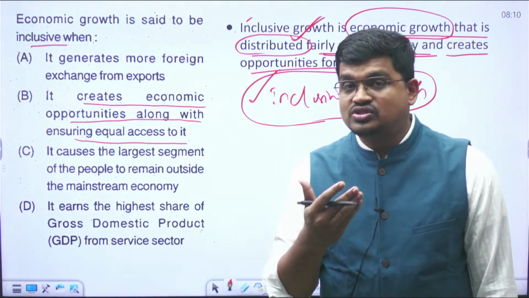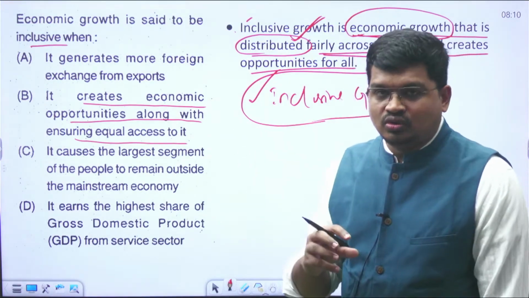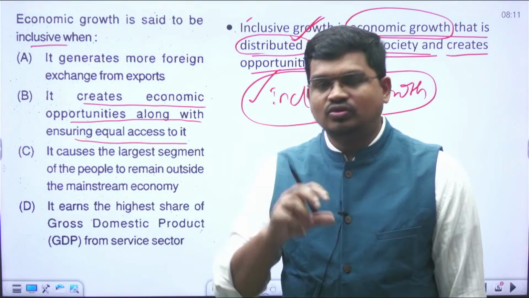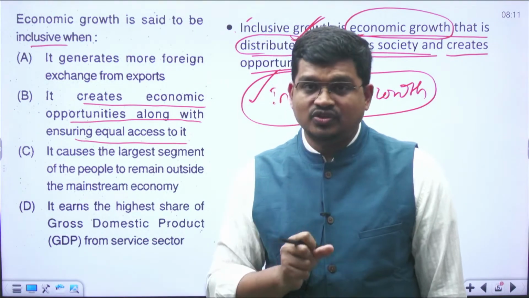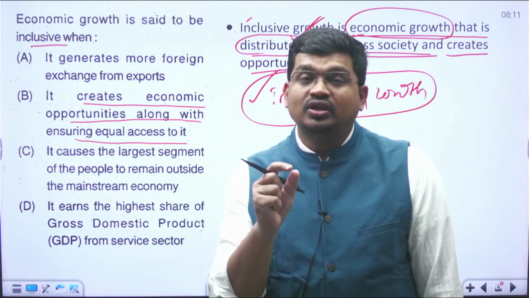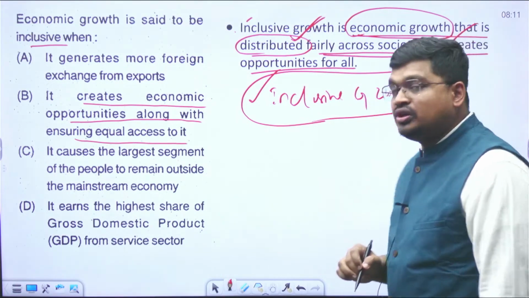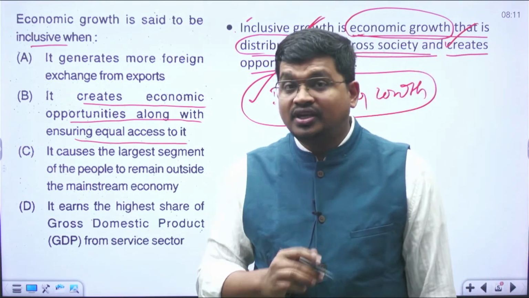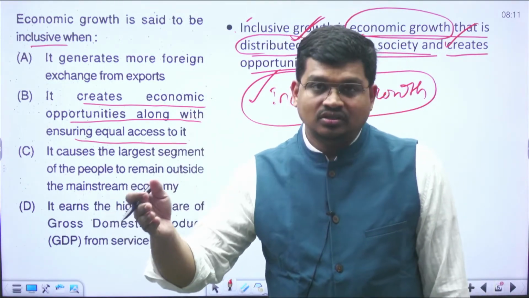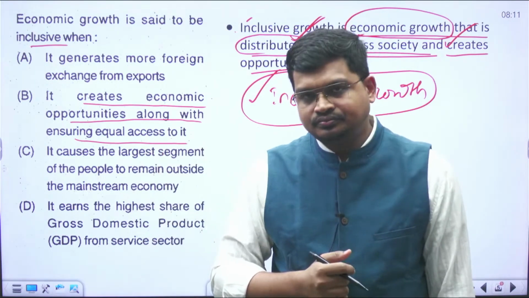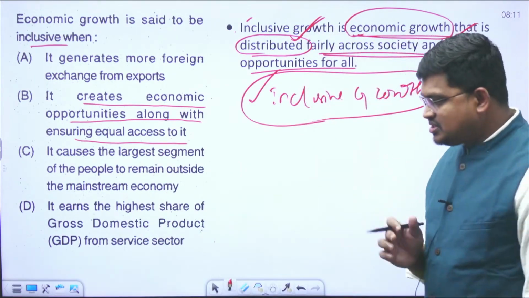And what does inclusive growth say? Inclusive growth says we have to include all individuals in this economic growth model, and we have to give equal opportunity. It is about creating opportunity for all. No one should be deprived of getting an opportunity. That is exactly the meaning of inclusive growth. So keep this in your mind.